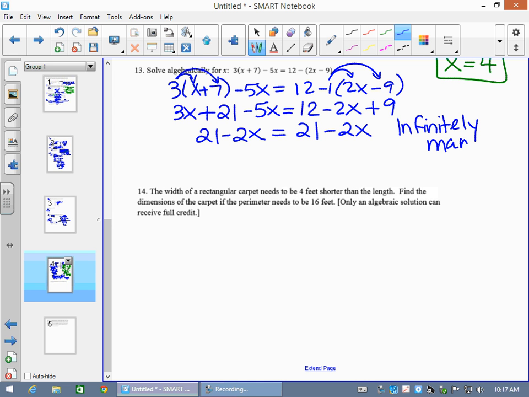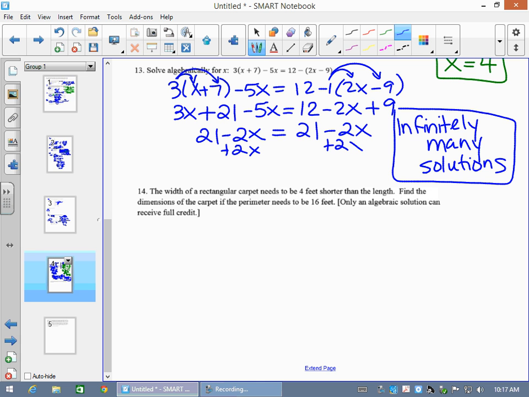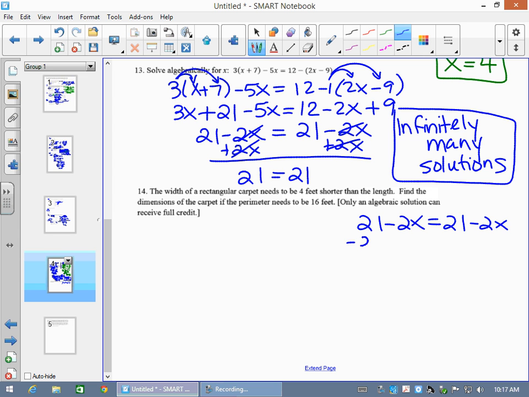So if we didn't see it yet, we could have added the 2x to both sides, which would give you 21 is equal to 21. Maybe you decided to subtract your constants first, which would have given you negative 2x is equal to negative 2x. And if you still didn't see it, maybe you divided by negative 2. And you would have ended up with x is equal to x, which all of these will be true for all real solutions, infinitely many.